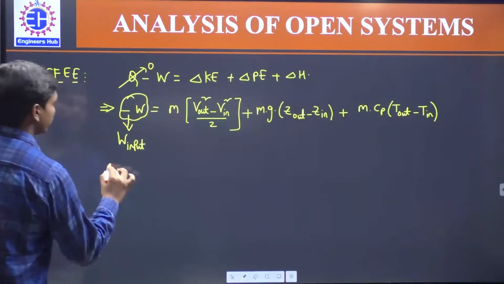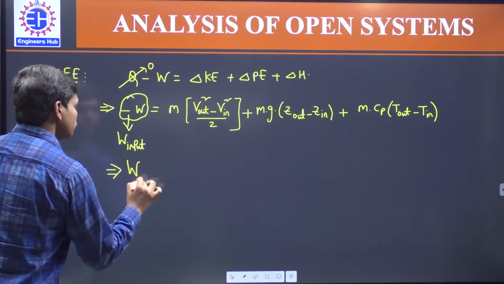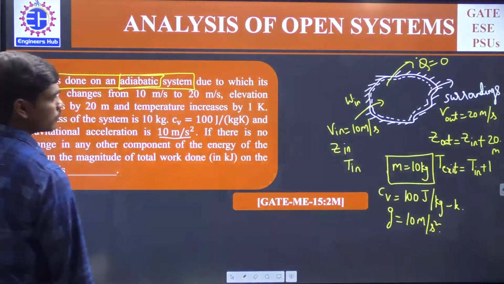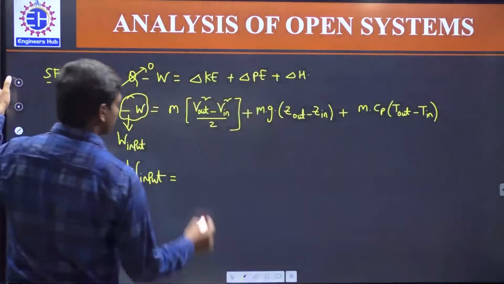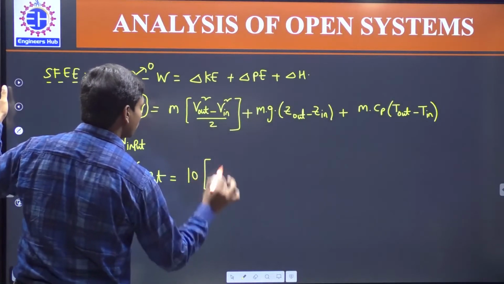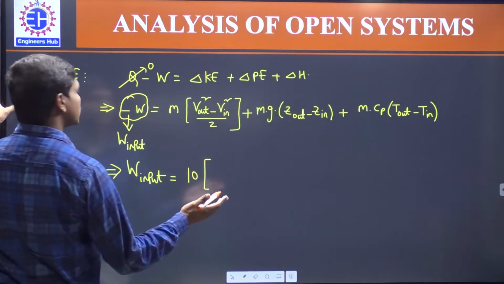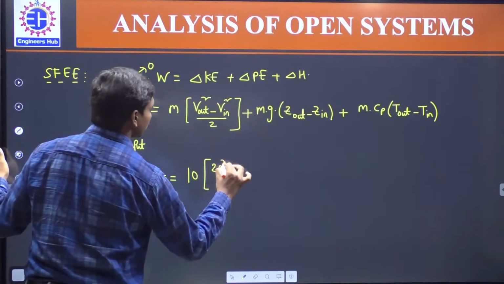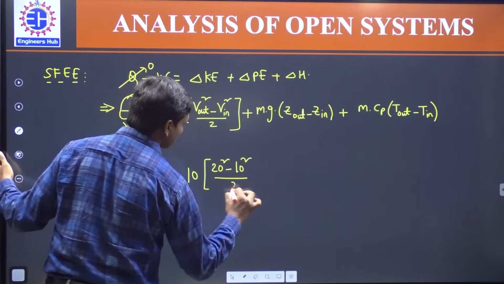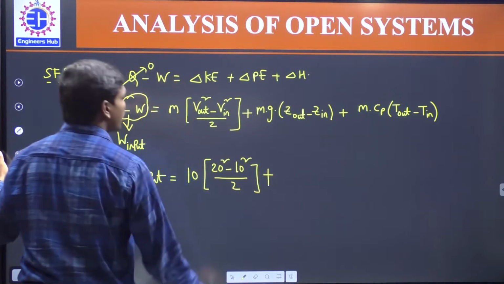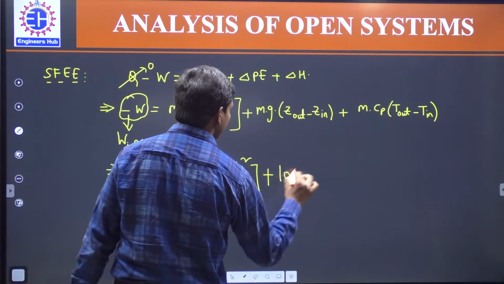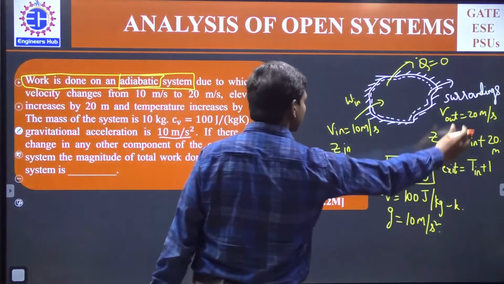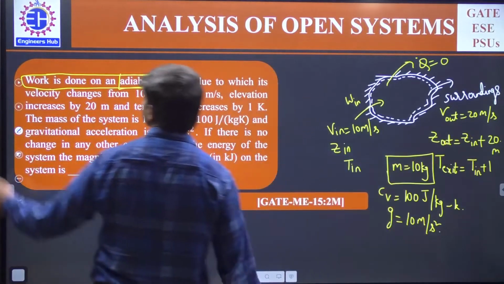Okay, so this implies W input is equal to M, mass of the system is given 10 kg. So this is 10 kg into V out square, 20 is the exit velocity given and inlet velocity is 10. So 20 square minus 10 square divided by 2, plus mg, mass is 10, gravity is again assumed to be 10, into Z out minus Z in. If you see Z out is Z in plus 20, so Z out minus Z in is 20.